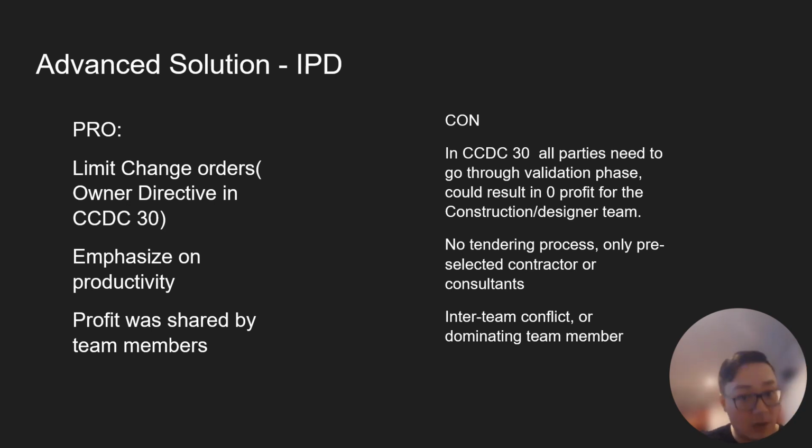Well, there's a couple of cons as well for IPD. In CCDC 30, all parties need to go through a validation phase. So in CCDC 30, there's three phases. You have the pre-validation phase, which is not outlined in the contract. You have the validation phase, you have the construction phase, and you have the closeout phase. In the validation phase, the owner designs the project goal and general objective, and the construction and designer team would have to go through the objective and build up an estimate or a common project objective or milestone out of it.